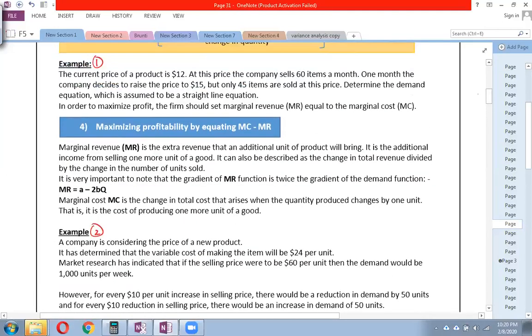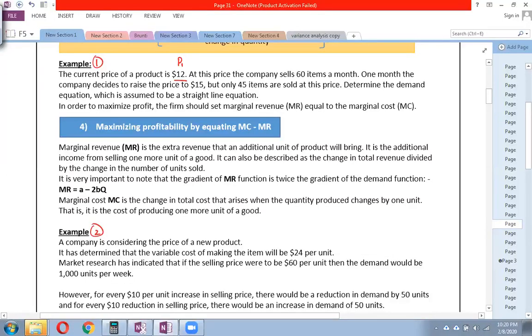So what is the example? What is the question? The current price of the product is 12, right? So let's call it price. Let's call it P1, right? This is the price.